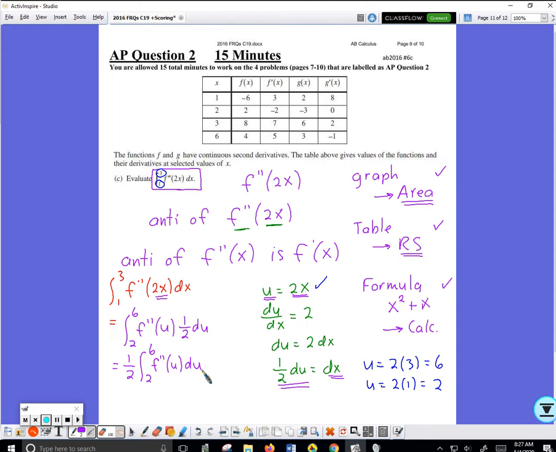So now I have that. The antiderivative of f double prime of u is going to be f prime of u. So I have 1/2 f prime of u, evaluated from 2 to 6.